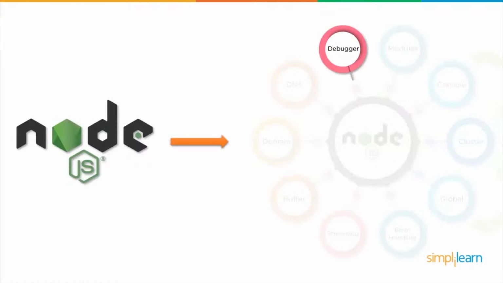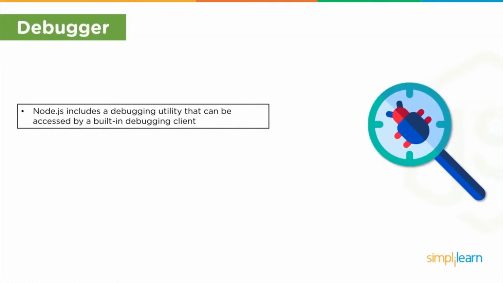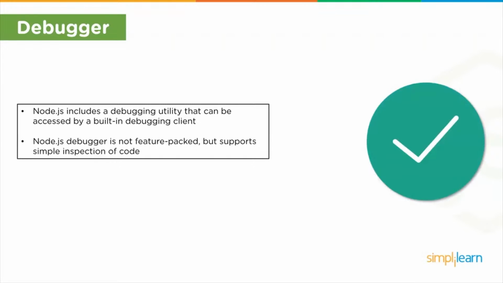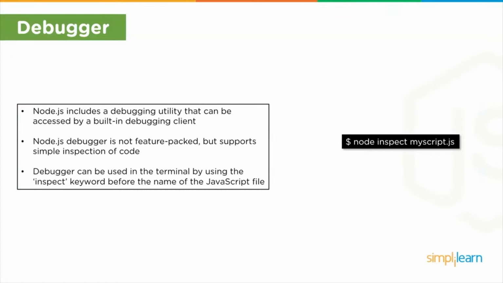The next component is the debugger. Node.js includes an out-of-process debugging utility accessible via a V8 inspector and built-in debugging client. This Node.js debugger is not feature-packed but supports simple inspection of code. It can be used in the terminal by using the inspect keyword before the name of the JavaScript file. In order to inspect a file, say mysql.js, you can use the following method.